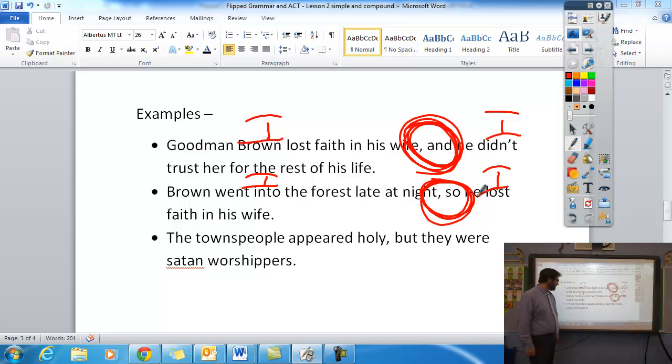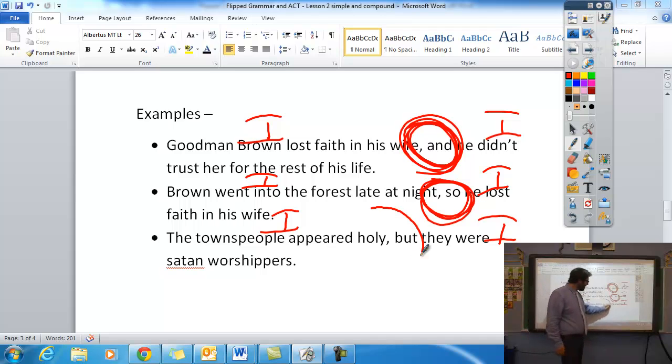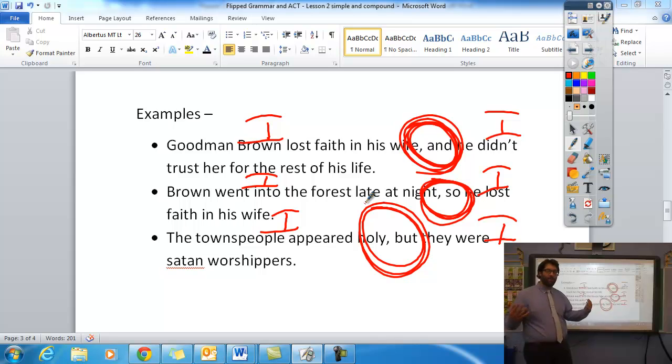Last one. The townspeople appeared holy, comma, but they were Satan worshipers. They appeared holy, they seemed to be holy. That's an independent clause that could be its own sentence. They were Satan worshipers. That's an independent clause that could be its own sentence. We connect those two in the same sentence with a comma, but. Comma fanboy, right? That's how we make compound sentences.